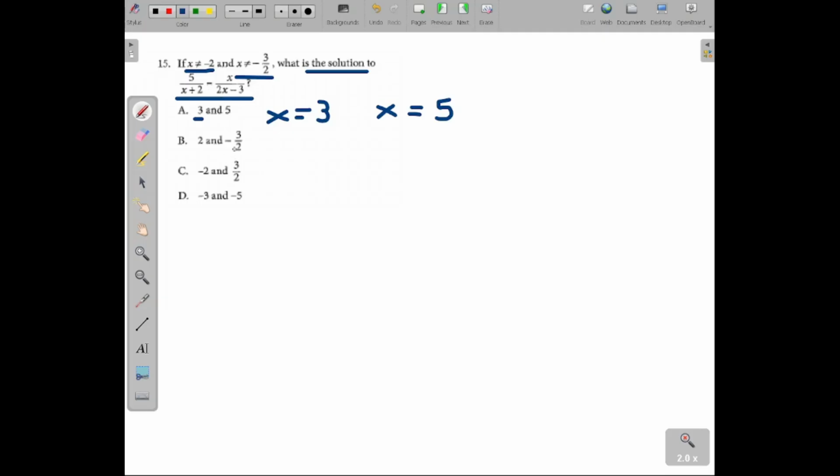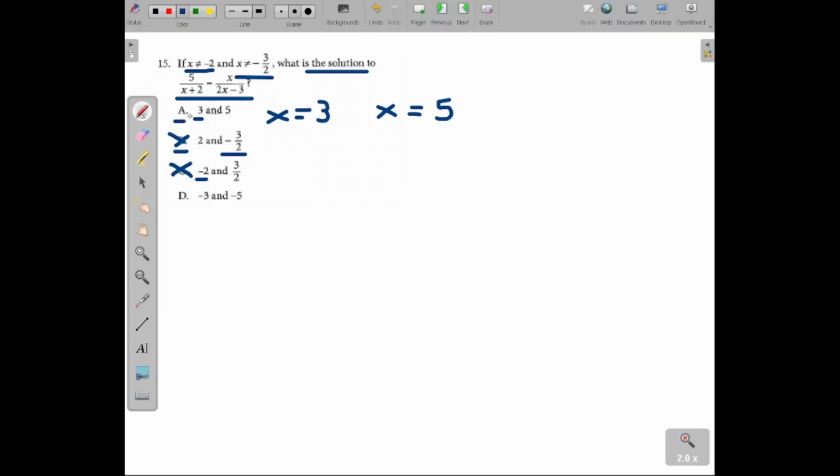First, a tip. We know that x cannot be equal to negative 3 divided by 2. And in option B, we have that x has to be equal to that value. So it cannot be the right answer. And the same happens for C. We know that x cannot be equal to negative 2, and we have that value. So C is not the right answer either.